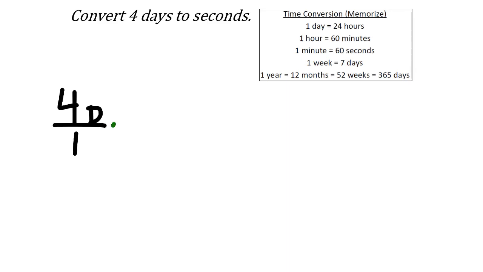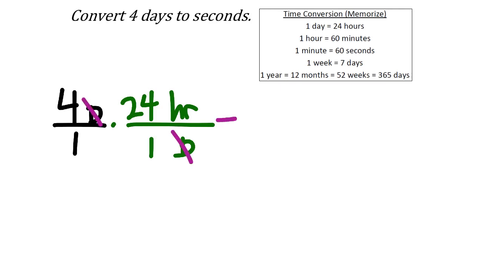But again, I don't know the direct conversion, or we may not all know the direct conversion from days to seconds. So I'm going to change the days first into hours. And, well, I need the days to cancel out. Changing this to hours, it's 24 hours for one day. So our days do cancel, which leaves us with hours. 4 times 24 is going to give us 96 hours. Well, I'll make that over 1 again because this is not yet in seconds.